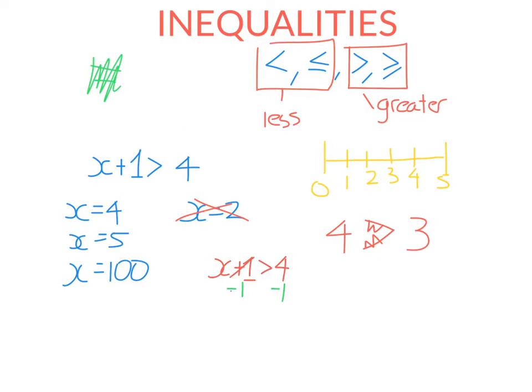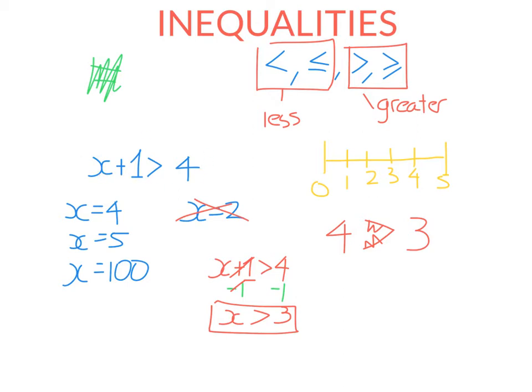So 1 and 1 cancel out. I get x. 4 minus 1 is 3. And I just write the symbol x is greater than 3. This is how I can write all of these solutions conveniently. This basically says I can choose any number for x that is greater than 3. I can choose x is 4, 5, 6, 100, whatever. So x is greater than 3 is the solution to this inequality. That means, again, if I substitute any number for x that's greater than 3, this will be a true statement.